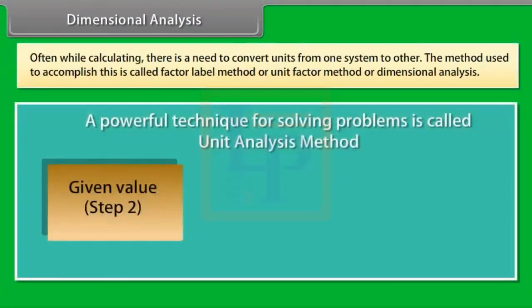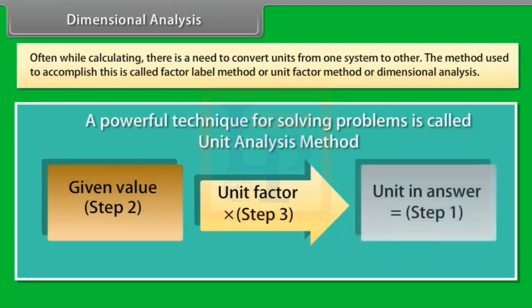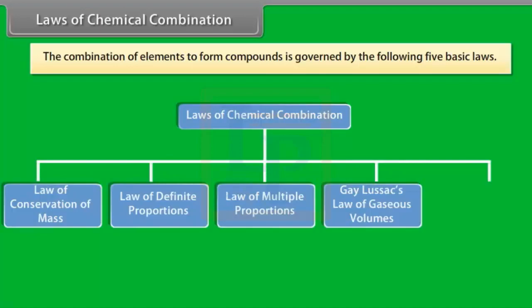Dimensional analysis. Often while calculating, there is a need to convert units from one system to another. The method used to accomplish this is called the factor label method, unit factor method, or dimensional analysis. Laws of chemical combination. The combination of elements to form compounds is governed by the following 5 basic laws.